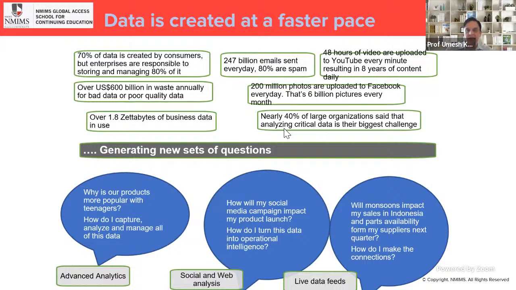So just look at this one here. It says nearly 40% of big organizations have mentioned that analyzing data is the biggest challenge. So which means they have it, but they don't know what to do about it, which is okay. But look at this. Over 600 billion is wasted in terms of poor quality of data. 247 billion emails sent every day, 80% are spam. That's a huge number there. So very, very susceptible to phishing or spam emails that are coming into the organization.